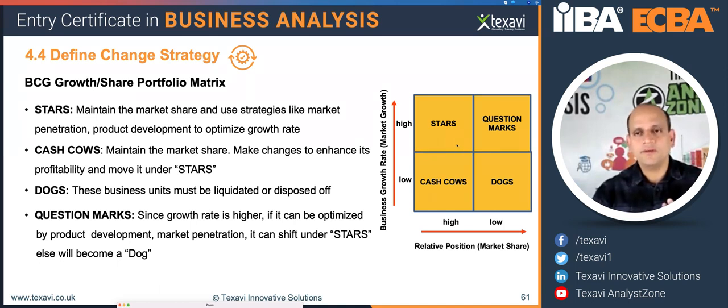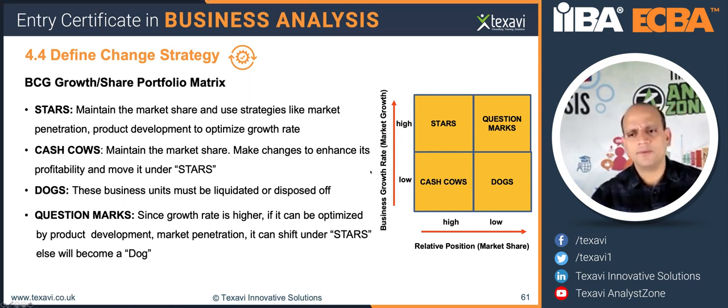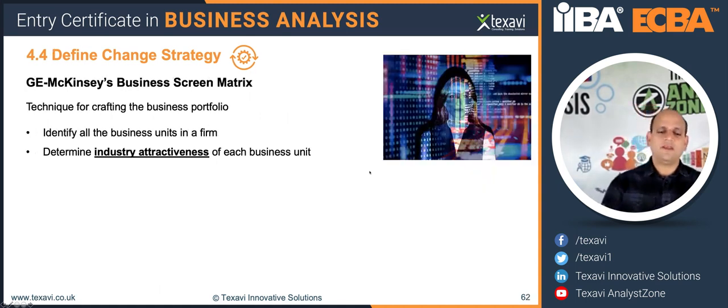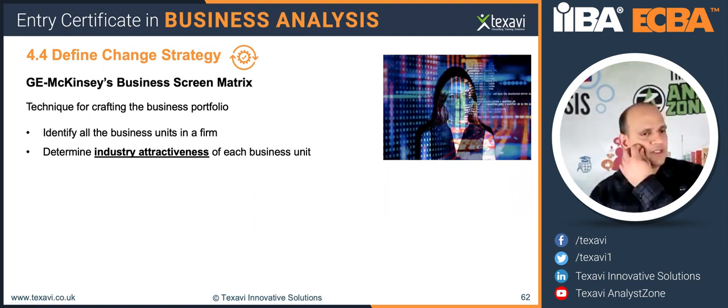So the return from the investment would come in much later, but it's certainly a promising one. Question marks, on the other hand, is not as promising, and that's where you need to really think whether you can move these products from here to here or from here to here. That's the whole strategy. So it's a very, very useful tool if you've got a product portfolio. That's what you would like to use this BCG matrix, the portfolio matrix for.